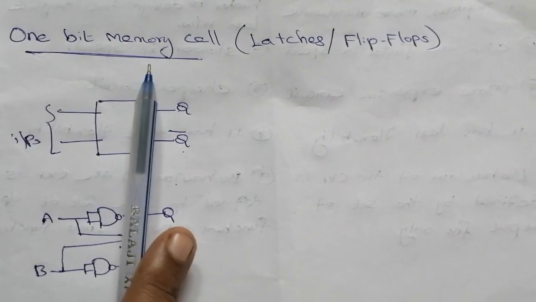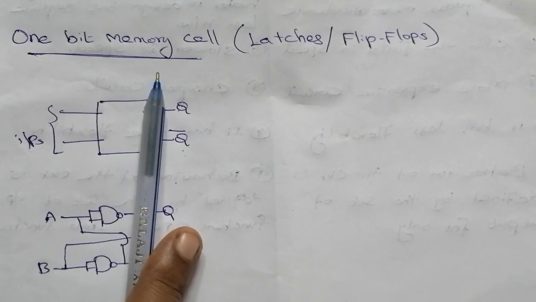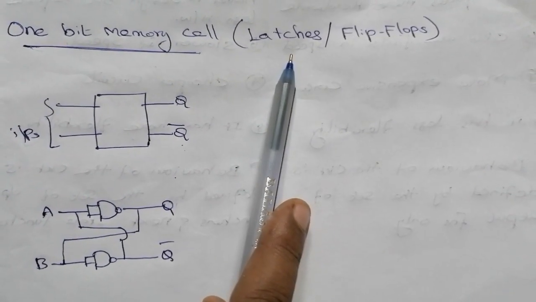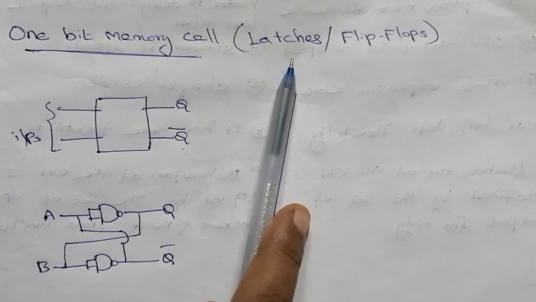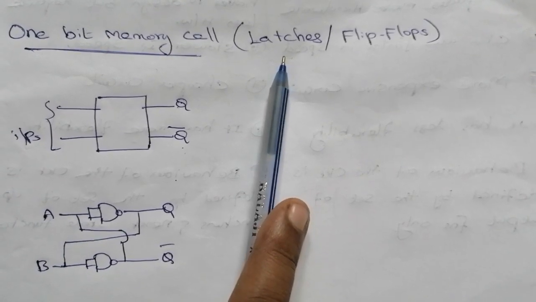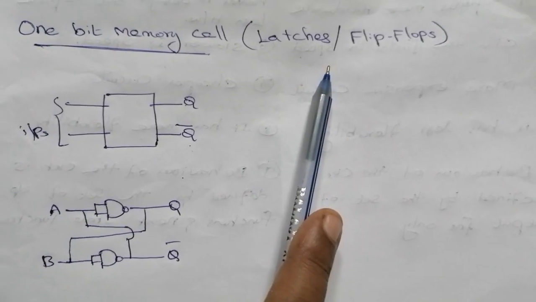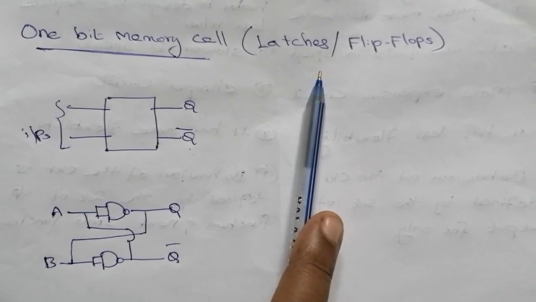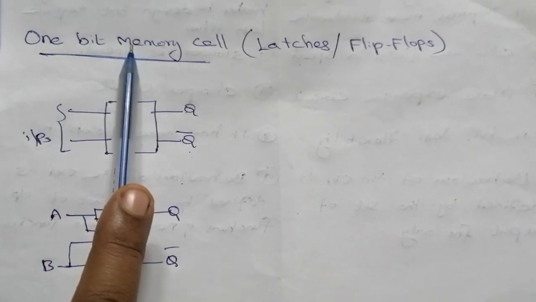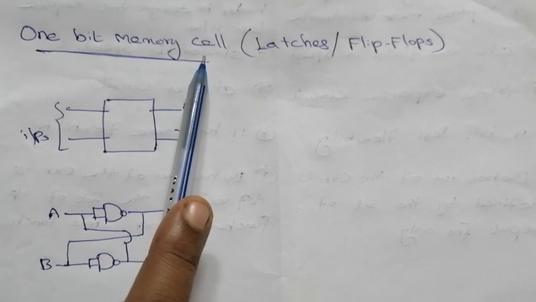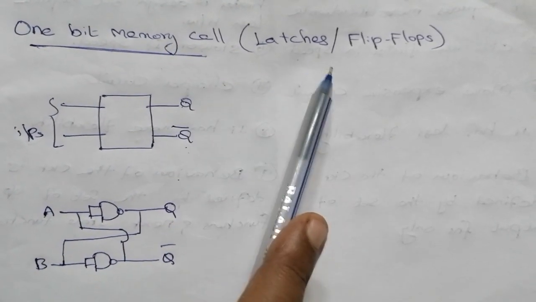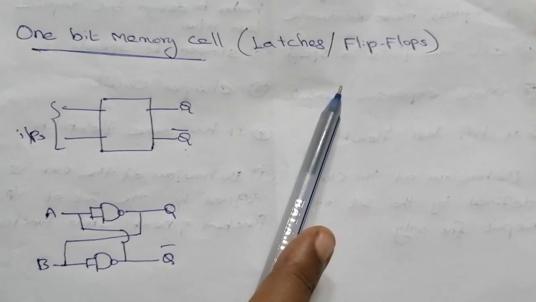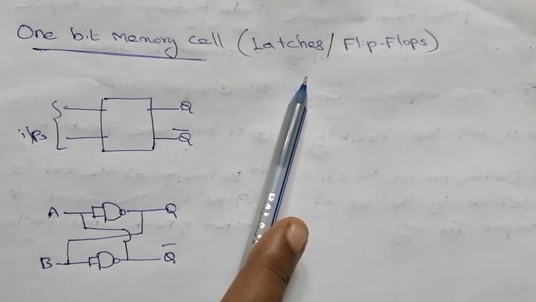Dear students, in this video we are going to see about latches and flip-flops. As we know, the basic fundamental building block of sequential logic circuits is latches and flip-flops, which are used to store one bit of information, right? That one bit of information may be 0 or 1. So it is a bistable multivibrator device that can store one bit of information, either 0 or 1.